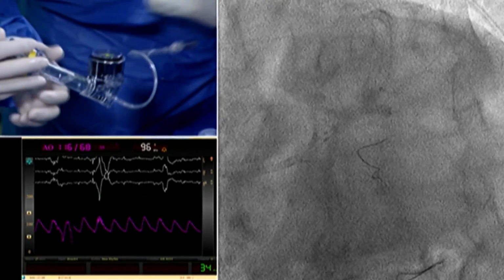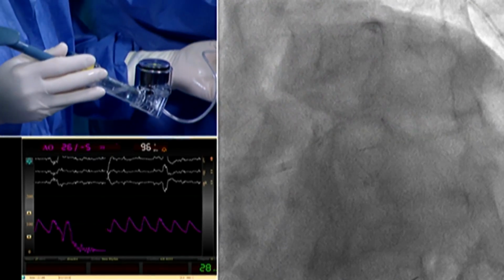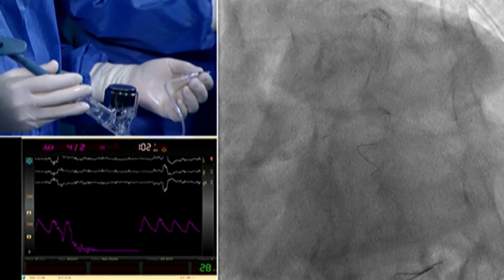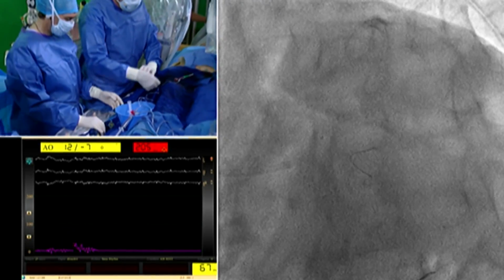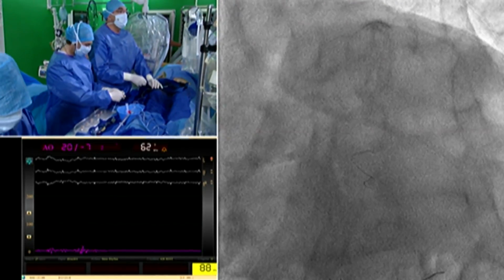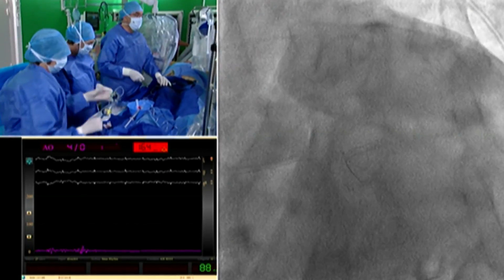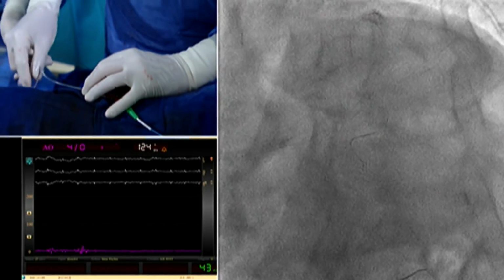Okay, done. Stop, down. Pressure is correct, but we have to deflate the balloon quite early, because if not, we get a problem. Again, that's a left dominance system.